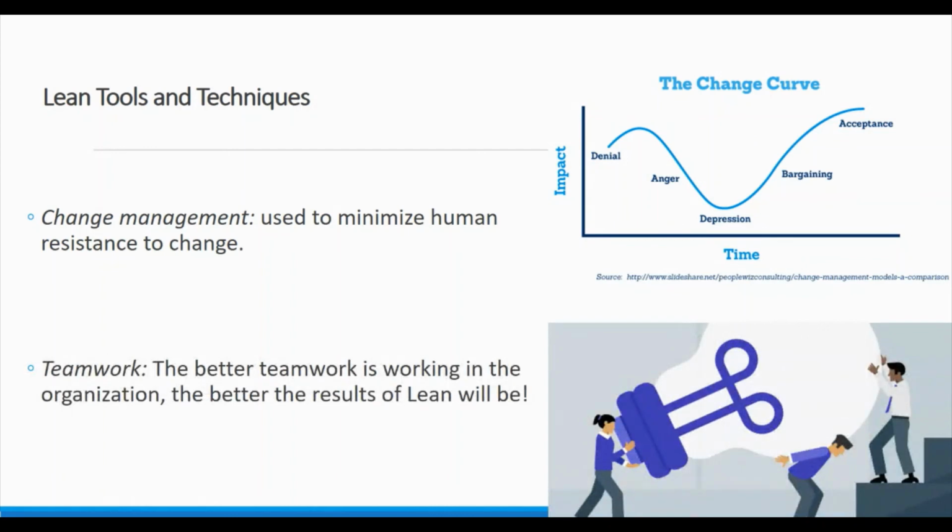And the last one here is teamwork. If you've ever worked in a team, you know that working in teams is not as efficient every time. People have to be mentally ready to work in teams. The better teamwork is working in the organization, the better the result of lean will be. So having the best teamwork possible will make lean the best possible.